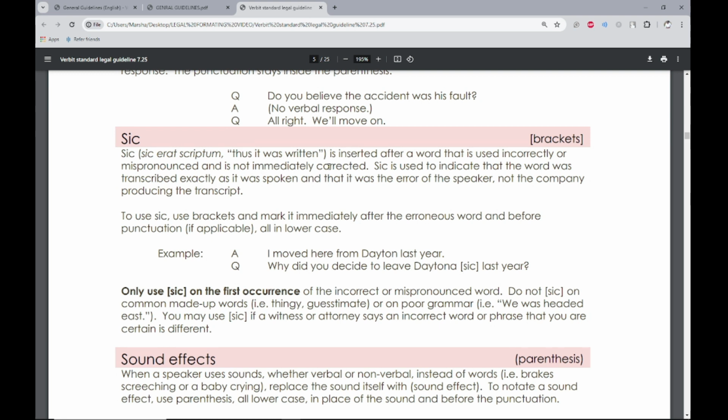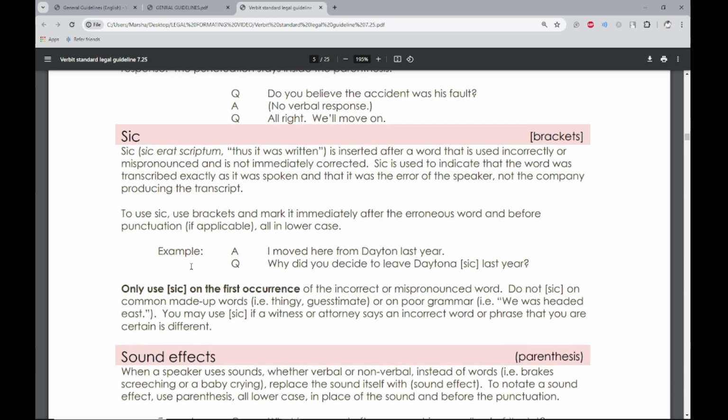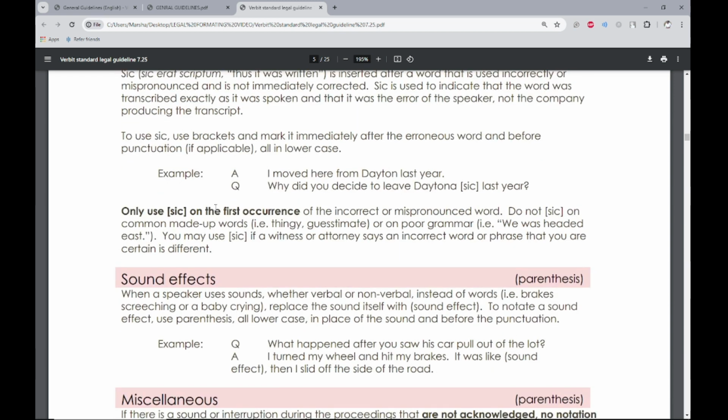Sync is inserted after a word that is used incorrectly or mispronounced and is not immediately corrected. Sync is used to indicate that the word was transcribed exactly as it was spoken and that it was the error of the speaker, not the company producing the transcript. This is not used in most transcripts, so just read about it. It's good knowledge to know that it exists.